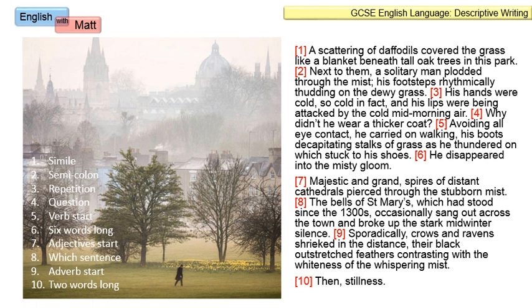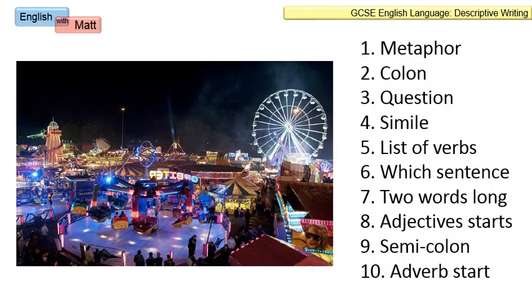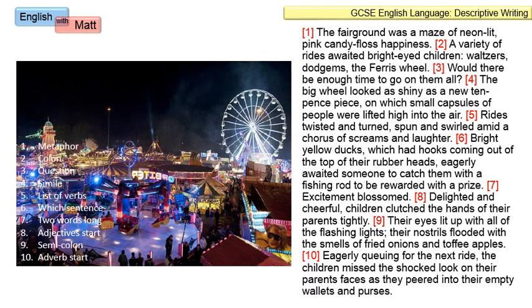The second image is very different. It's of a fairground, and again you can see I did exactly the same thing. I had those 16 cards in front of me, and I selected 10 at random, and these were the 10 that came out in this order. So as before, my intention is to write 10 sentences about this setting of the fairground. So let's have a look at what I wrote.